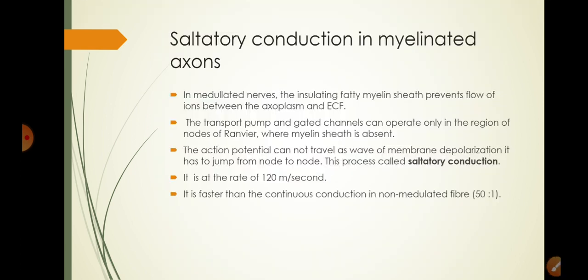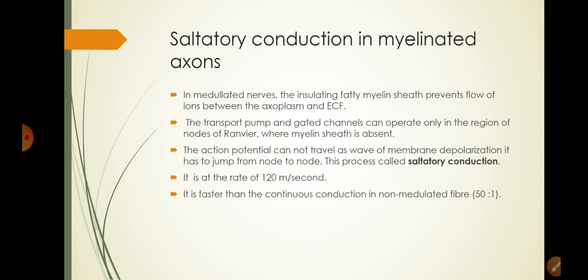Why? Because this myelin sheath is a fatty sheath which prevents flow of ions between axoplasm and ECF. In non-myelinated neurons, you could see that the ions could move because of the gated channels, but since in myelinated axons there is the fatty sheath, it doesn't allow the flow of ions. The flow of ions is allowed only at the small patches where the myelin sheath is absent, which are called nodes of Ranvier. The action potential cannot travel as a wave of membrane depolarization. It has to jump from node to node.